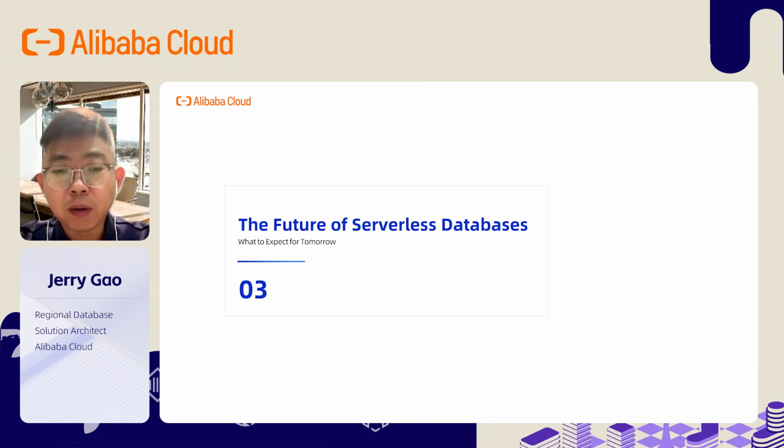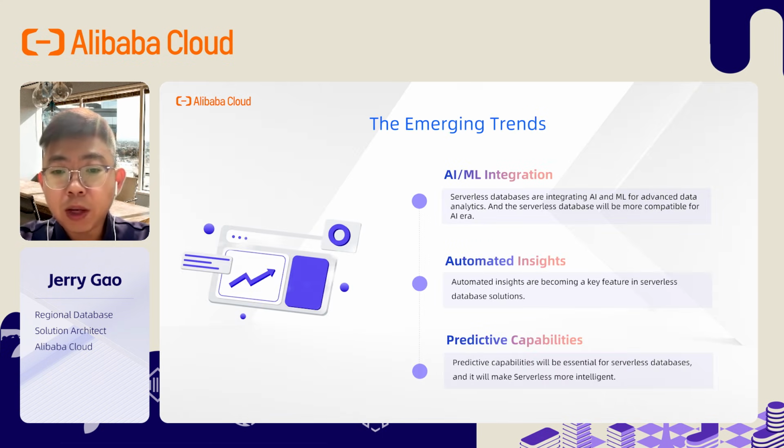And in the last part, let's talk about what the future of the serverless database will look like. Actually, we think serverless technology will still be an important development direction, especially for cloud databases. About serverless technology, we noticed some emerging trends, for example, AI and machine learning integration. We know we are in the AI era, right? Serverless databases are also integrating AI and machine learning technologies for advanced data processing. And the serverless database will be more compatible with the AI era.